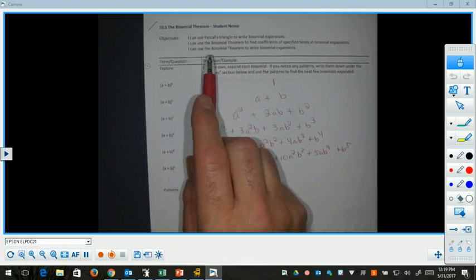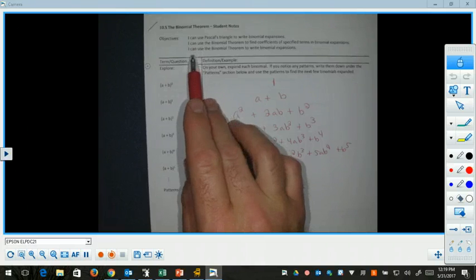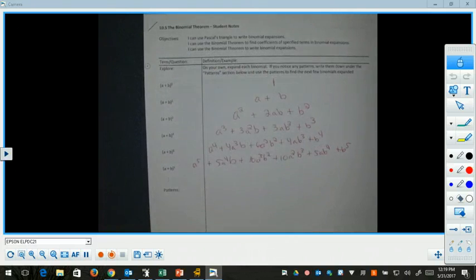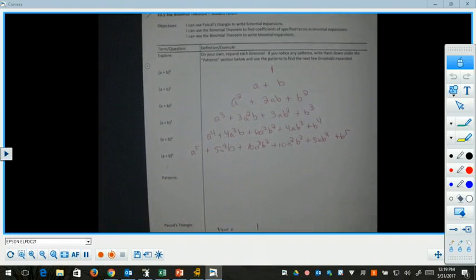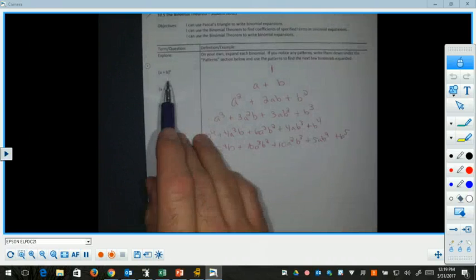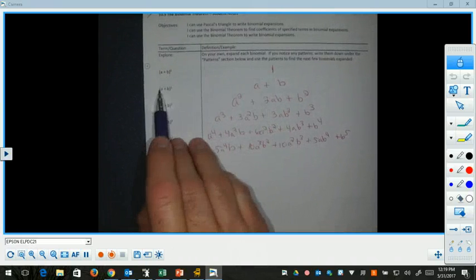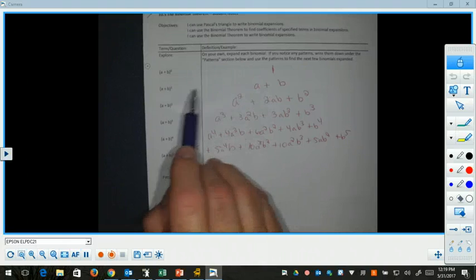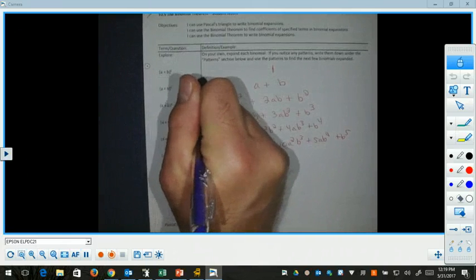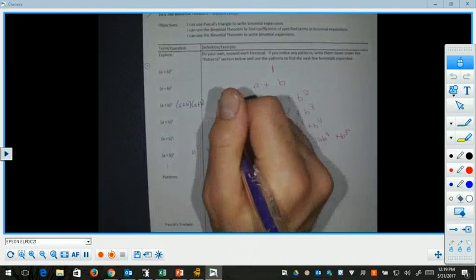Those are learning targets for Day 1, and then we're also going to be looking at binomial theorem to write binomial expansions. So, you were asked to do this after the quiz, to take the time to actually expand these. Anything to the 0 power is 1, anything to the first power is itself. You know how to square this, you just expand and then you distribute. And so this is what you got.